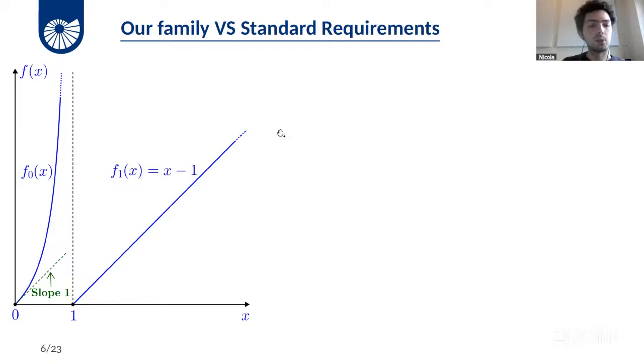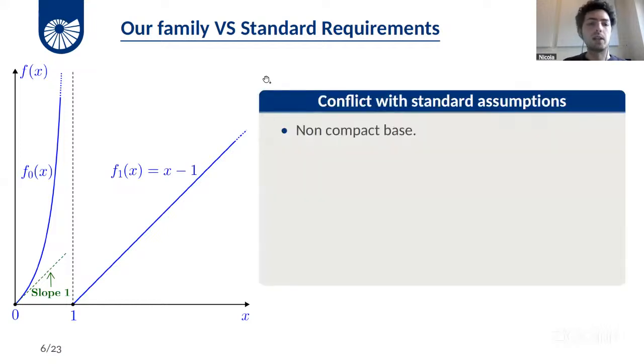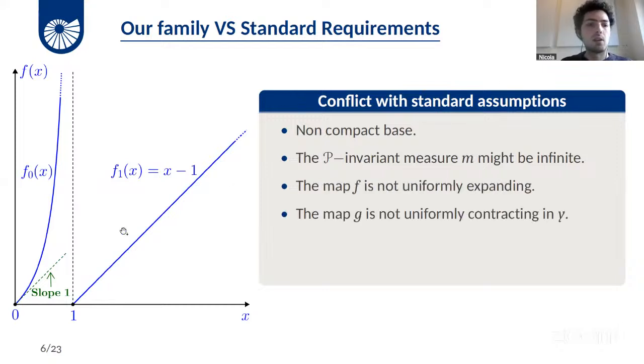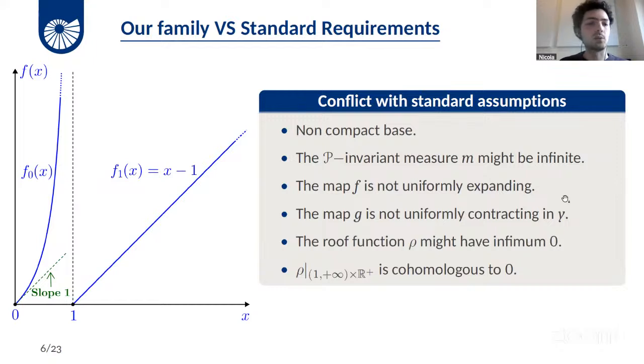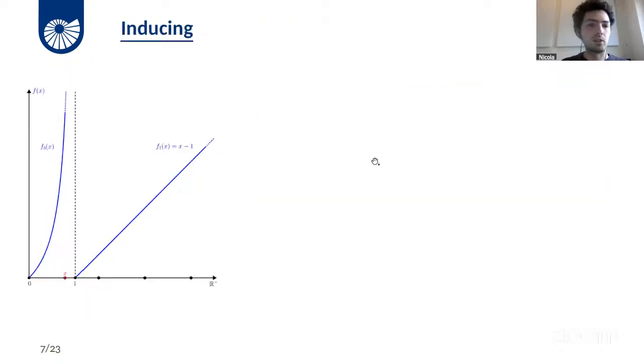And where is the conflict with the standard assumptions? Well, first of all, we are in a non-compact space because both first and second components are defined on unbounded domains. Then the measure, as we saw, might be infinite. The slope equal to 1 here produces rates of expansion and contraction which are not uniform for the first and second component. And also the roof function might clash with this standard hypothesis. So why should we bother now? Well, the fact is that we can try to work around this obstruction by looking at the system from a different perspective. How can we do that? So let's keep focusing on this first component.